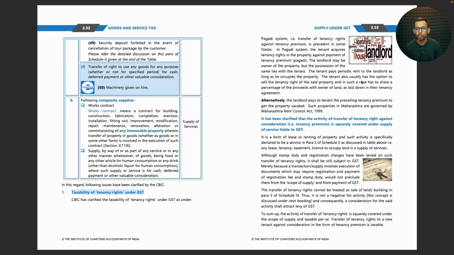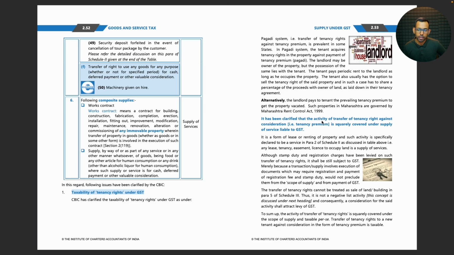The tenant also usually has the option to sell the tenancy right of the said property, and in such a case has to share a percentage of the proceeds with the owner of land as laid down in the tenancy agreement. Alternatively, the landlord pays to tenant the prevailing tenancy premium to get the property vacated. Such properties in Maharashtra are governed by Maharashtra Rent Control Act 1999.